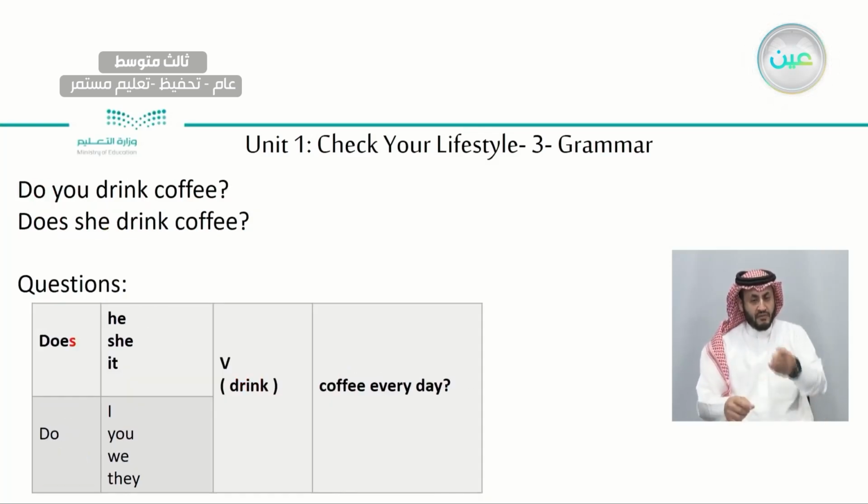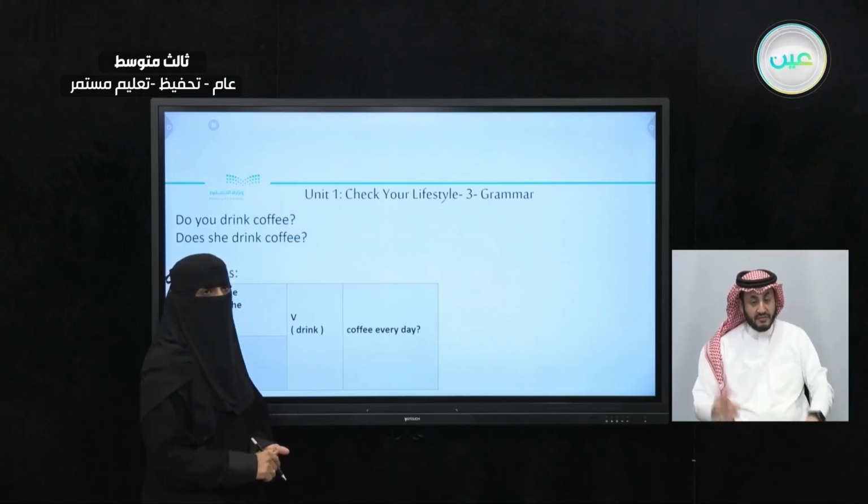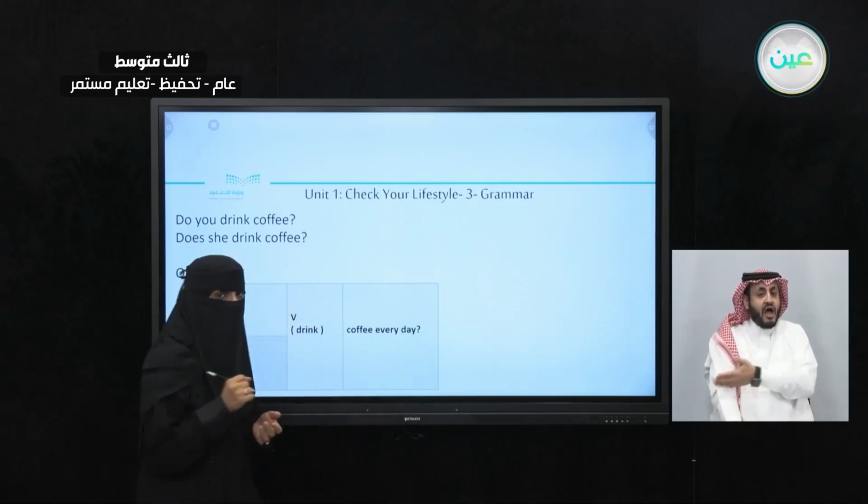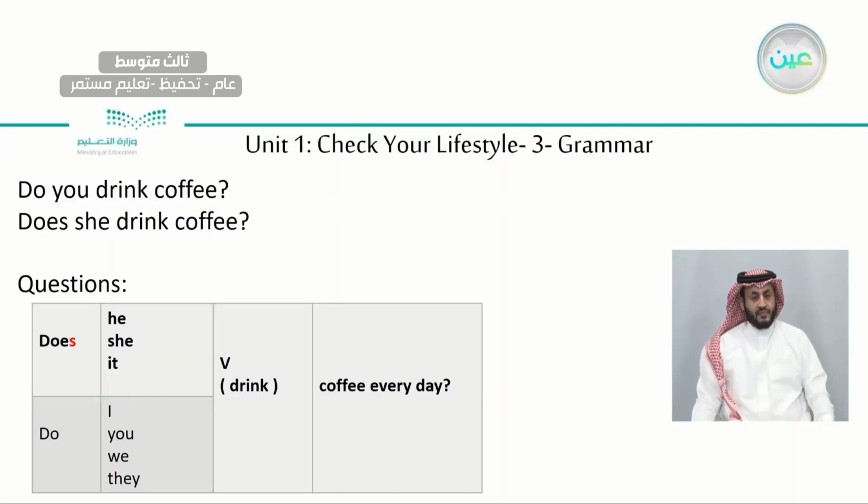What about if we want to ask a question? Also, when we want to ask a question, we need help. We need do and does. Okay? So we have do, you. Because of the you, not he, she, it, you, we write do. Do you drink coffee every day? Or does she drink coffee every day? With does, he, she, it. With do, I, you, we, they. So does he drink, the verb infinitive? Does he drink coffee every day?